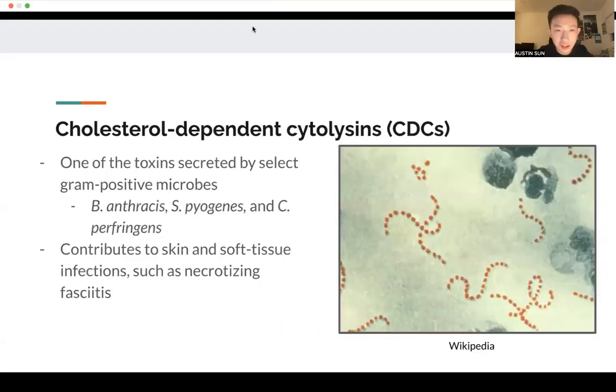All right, so necrotizing fasciitis is caused by certain gram-positive bacteria, and one of the toxins that is secreted by these bacteria is the cholesterol-dependent cytolysin, also known as the CDC. The CDC will be the focus of my study, and it is what contributes to the degradation of the skin that you saw in the previous slide.